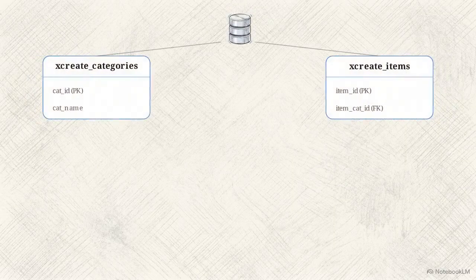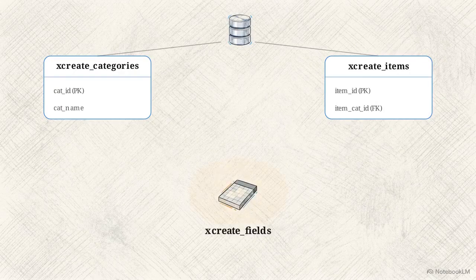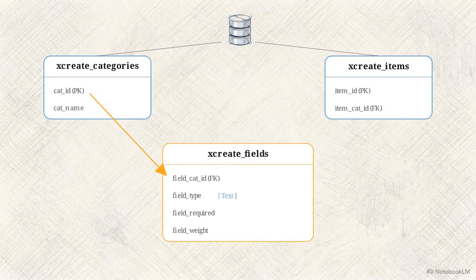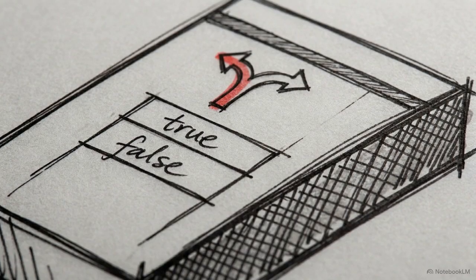This is the xCreate fields table, acting as the central registry for all dynamic properties in the system. Its primary function is to attach unique custom inputs strictly to specific category IDs. Inside the fields table, the system stores schema metadata. This includes definitions for the field type, Boolean flags for required inputs, and the designated display order. Crucially, this table also stores the logic rules.